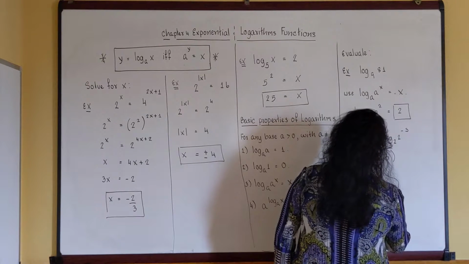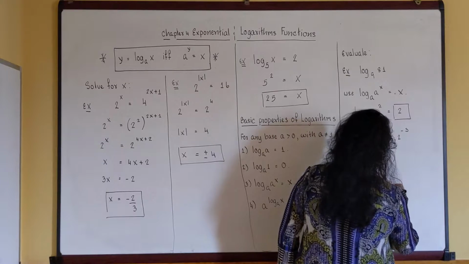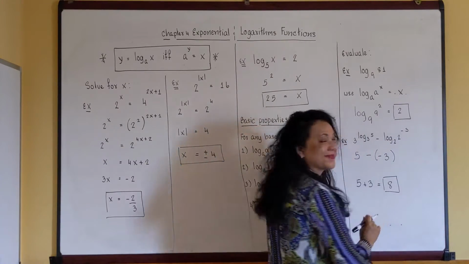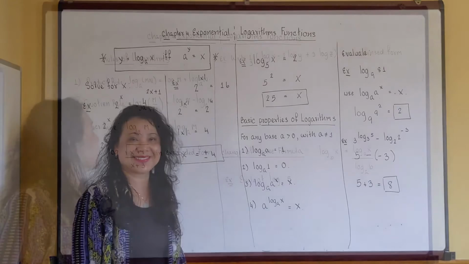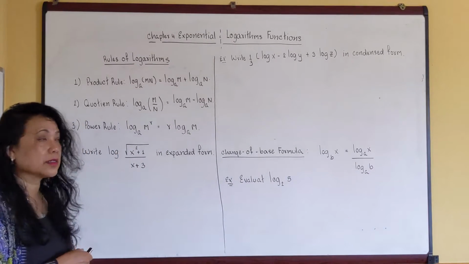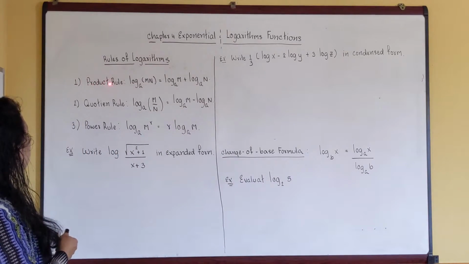So it's 5 plus 3, which is 8. Alright, let's see more examples. Rules of log, right? The first one is called the product rule.